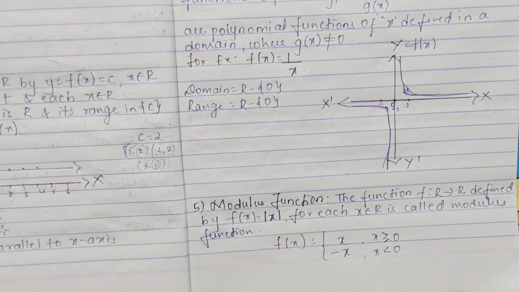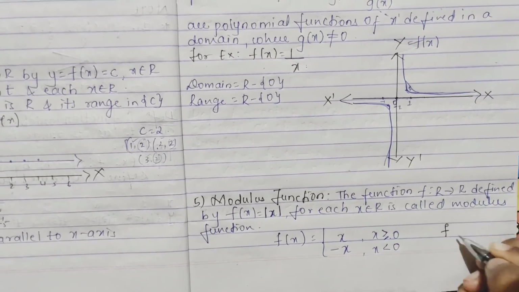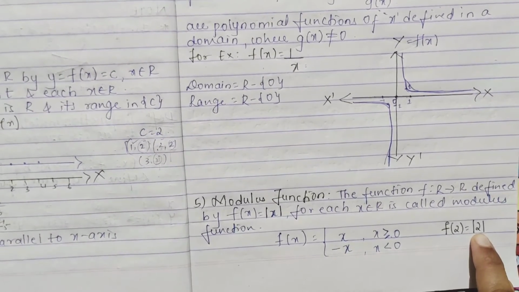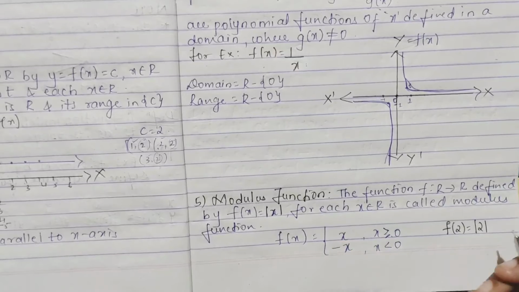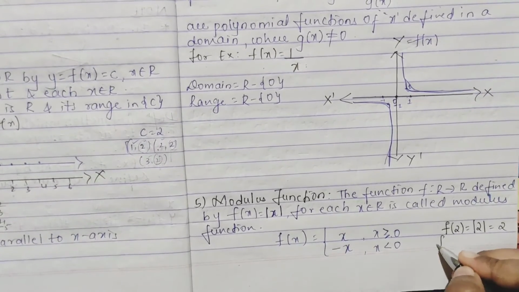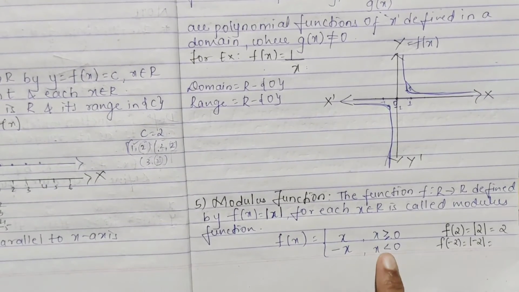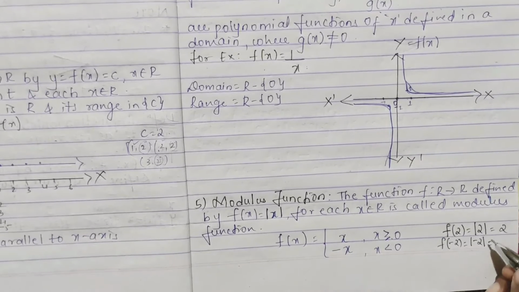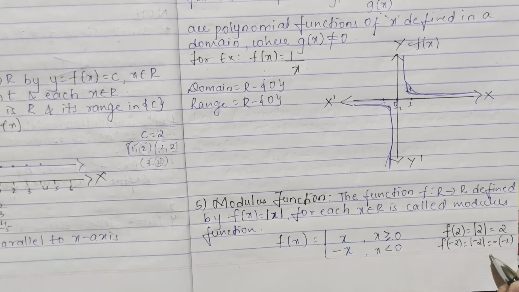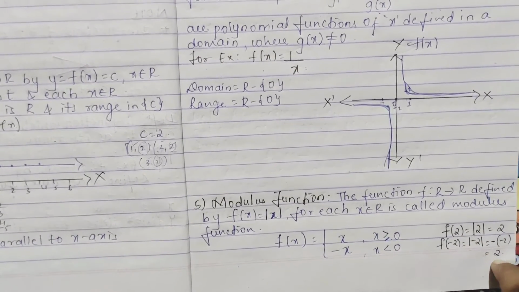For example, if I take f of 2, x is 2, meaning mod 2. This is greater than 0, so it should be positive x only. x is 2, so I will get 2. F of mod 2 is 2. Now if I take f of minus 2, this is mod of minus 2. When your x is negative, what will we get? Minus of x means minus 1 already, and your x is minus 2. So this minus becomes plus, again making it positive. So if you have a negative term also, it makes it positive. So this is how we break the modulus.